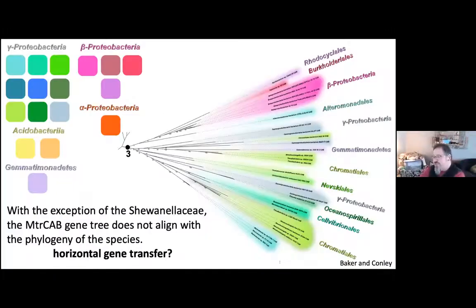Okay, so let's zoom in on this third clade. The reason I wanted to show this one in particular is that there are some funny things going on here.